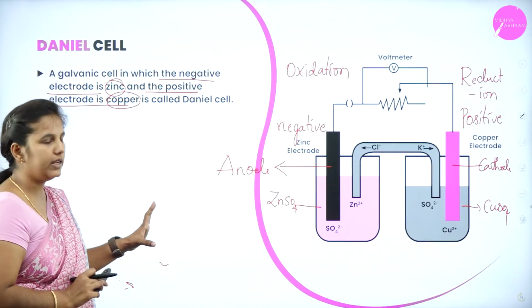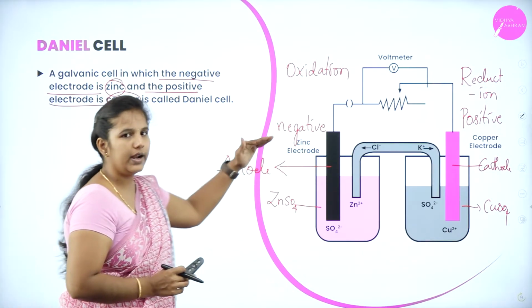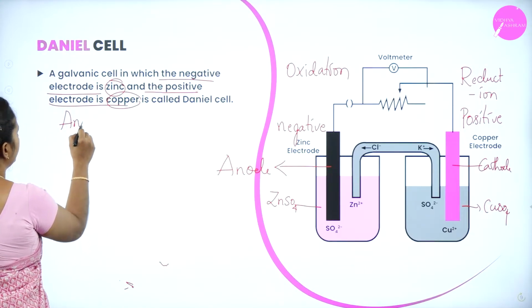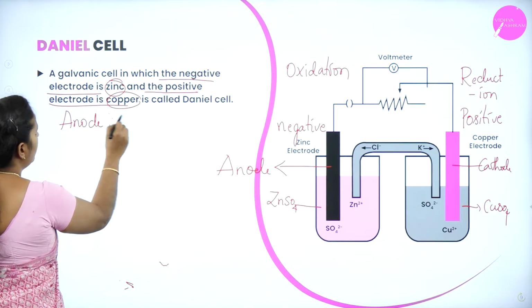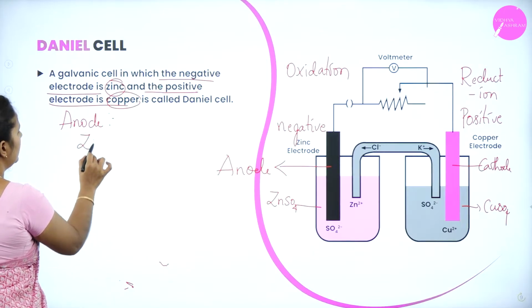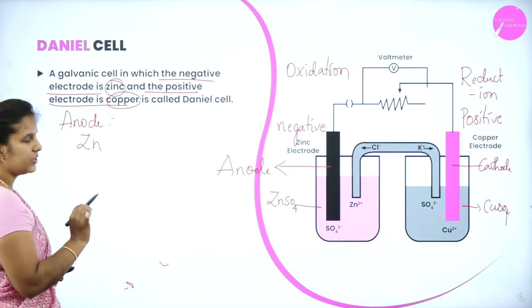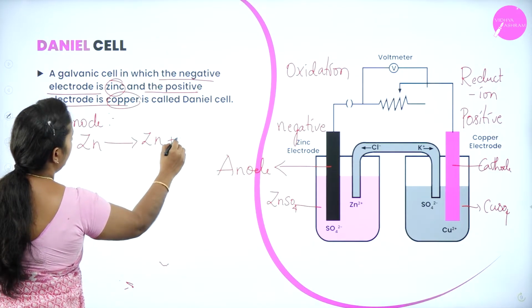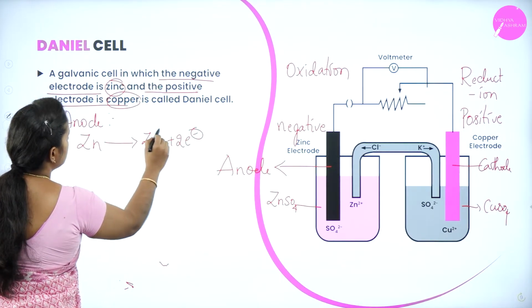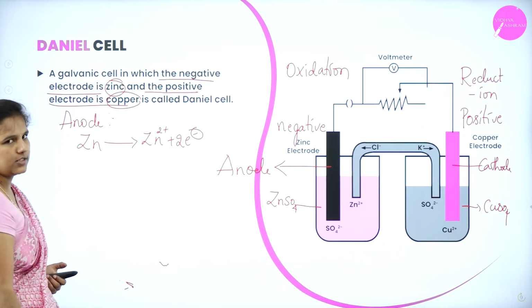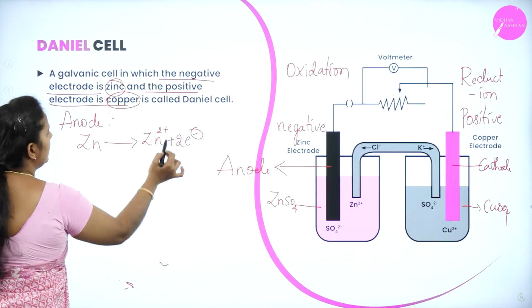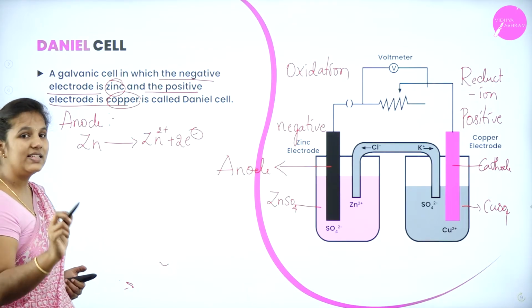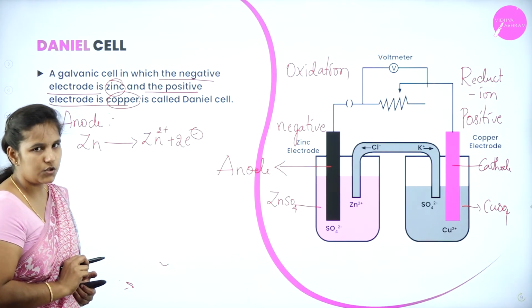Now, let us write what will happen only at the anode. Only at the anode, what is there? Zinc will be there. We know that it undergoes oxidation, right? So zinc will lose its 2 electrons and gain positive charges. Since it is releasing the 2 electrons, it is known as the negative electrode.